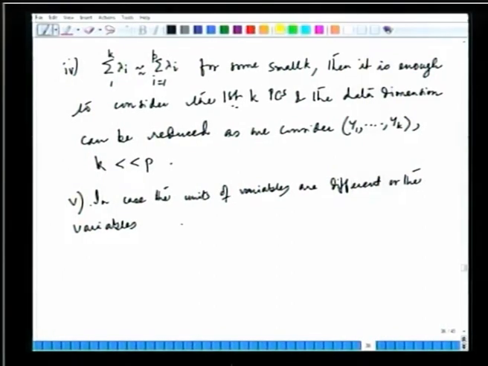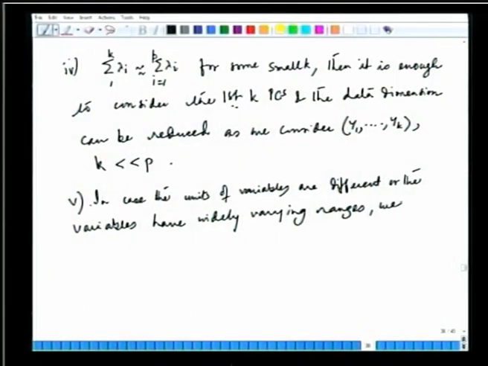we shall consider variables from different fields, which are bound to have different units of measurement, and they can also have a totally different and very high range of variation. So if the variables have widely varying ranges, we should obtain principal components from the standardized variables.